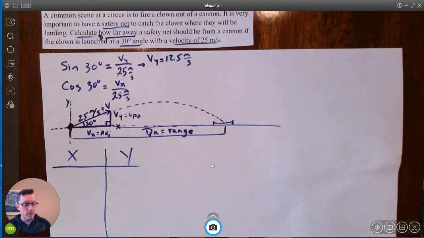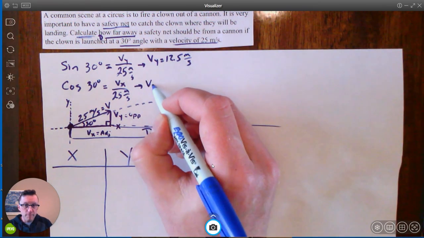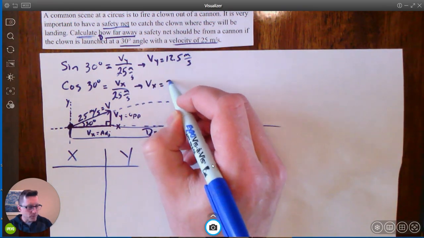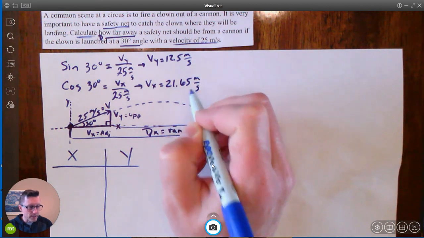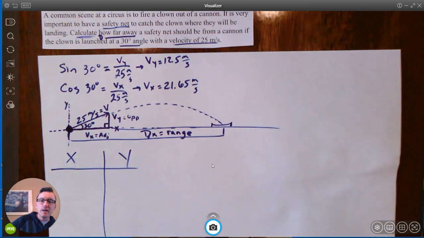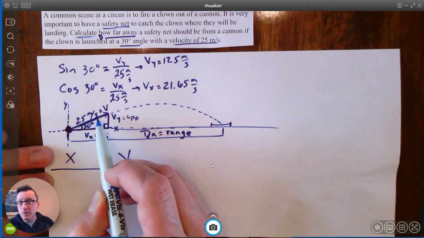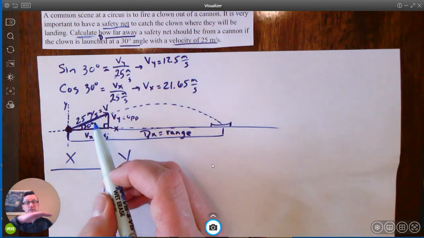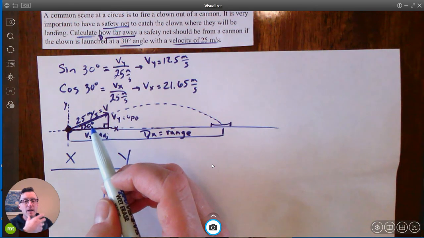Okay, do the same thing for the Vx. I have 25 times cosine of 30, and that gives me a Vx of 21.65 meters per second. Well, where is that? That's also right at the beginning here. It's just telling us of this speed right here, how much of that speed of the clown is actually moving sideways and how much of that speed is moving the clown upward. Okay, that's where we're going.